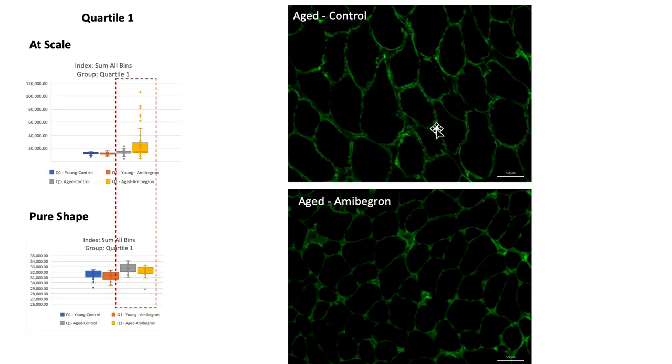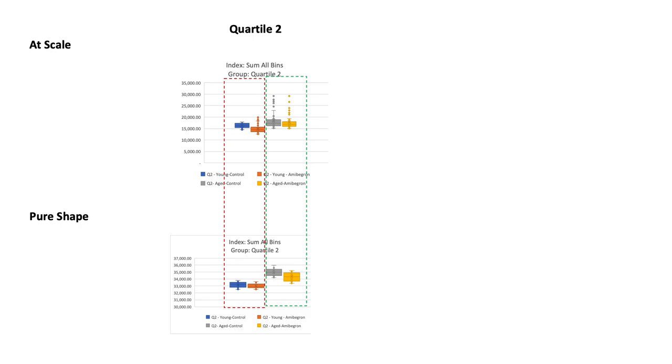And we made sure to outline the jaggedness to be true to the morphology. And the effect of amibegrin is to smoothen out that edge. And so the smoother the edge, the less information is quantified, or that results in a smaller shape magnitude, which is reflected when we measure pure shape. All right, and so next let's look at quartile 2.